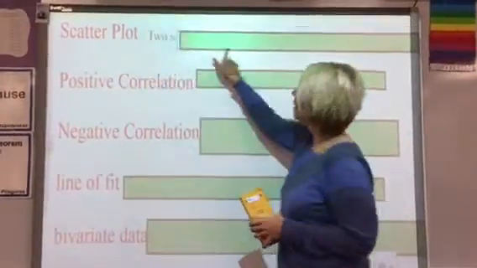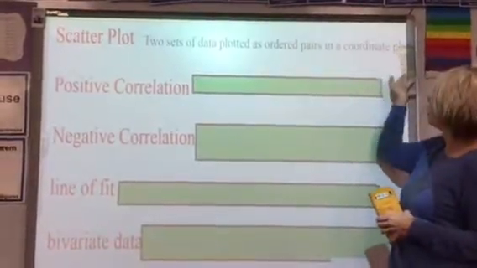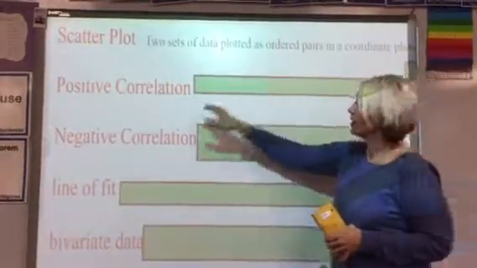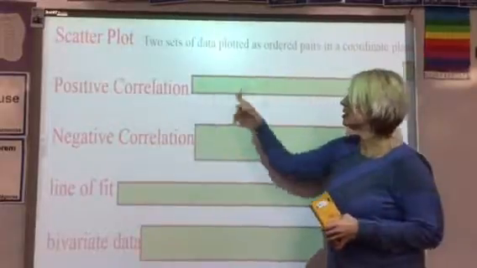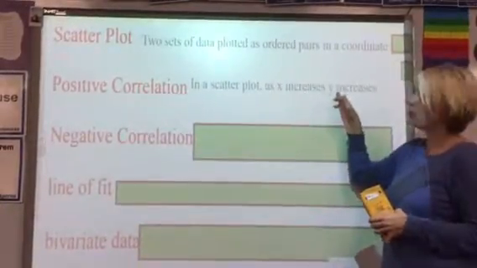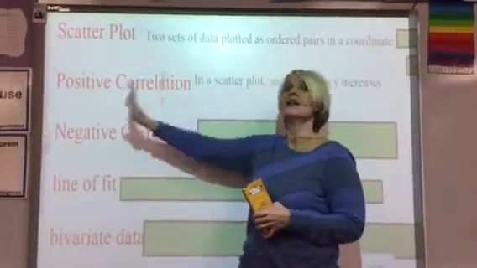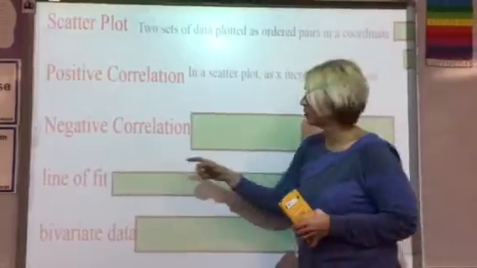A scatter plot is two sets of data plotted as ordered pairs on a coordinate plane. A positive correlation is when, in a scatter plot, x increases while y increases. So it's a lot like slope. It's going to go uphill from left to right, just like a positive slope would.